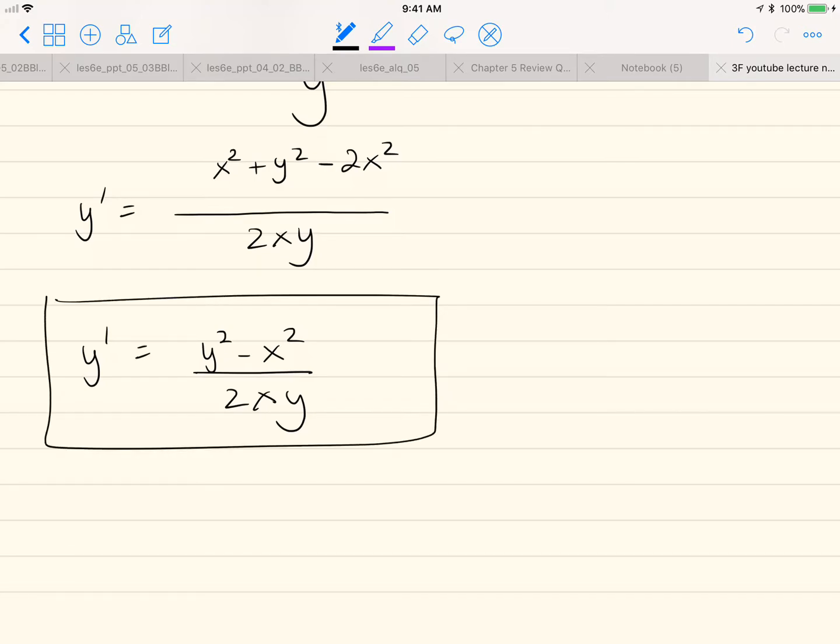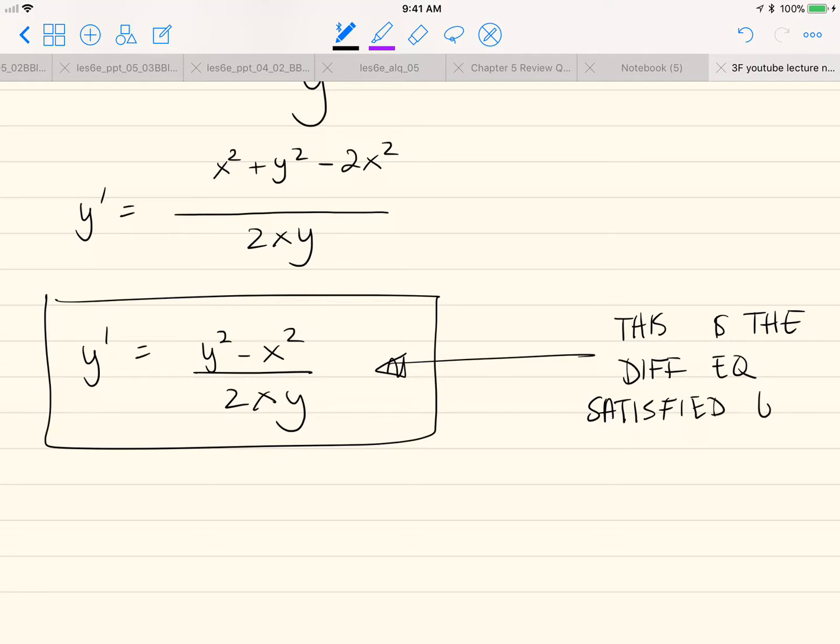So this is the result of my step 1. So this is my differential equation. This is the differential equation satisfied by my circles.